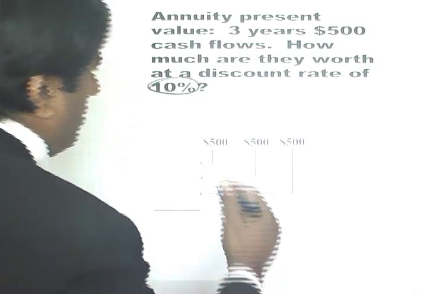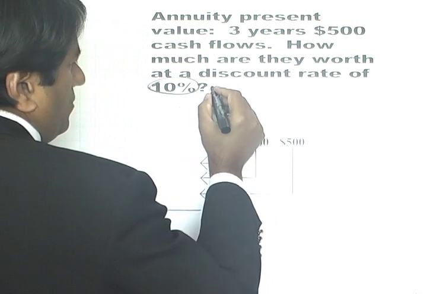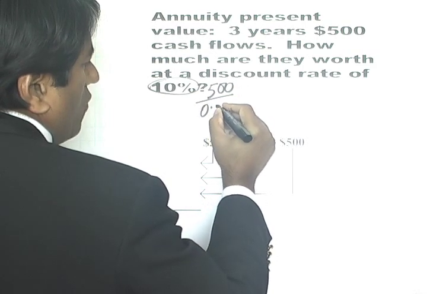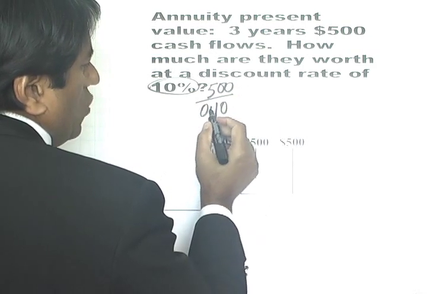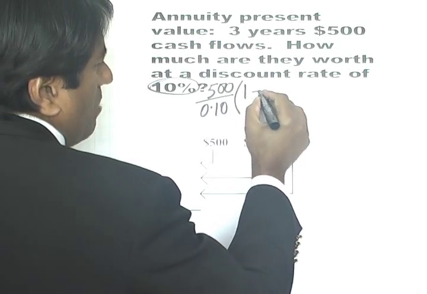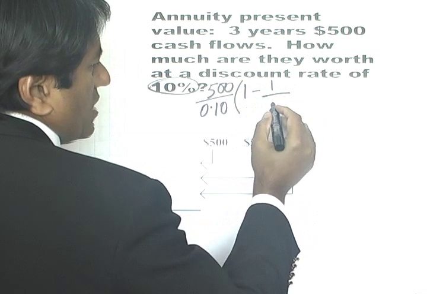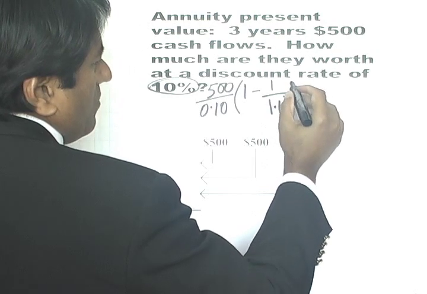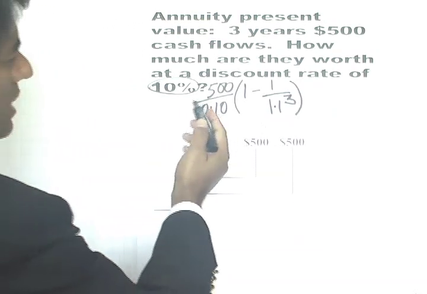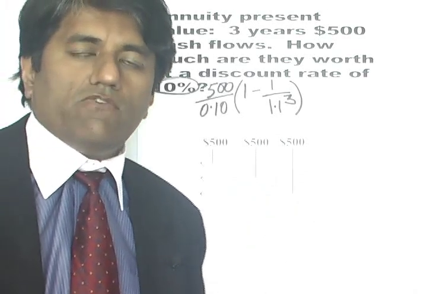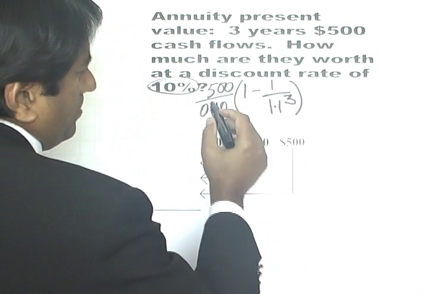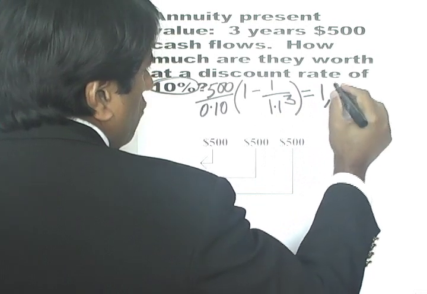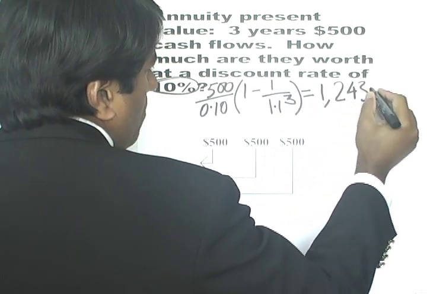Using the annuity formula, you will have 500 divided by the discount rate of 10%, so that's 0.10, times 1 minus 1 divided by 1 plus the discount rate, that will be 1.1, to the power n, and n here is 3 years. That should be the value of this cash flow today given by the annuity formula. If you compute this, it turns out to be $1,243.43.